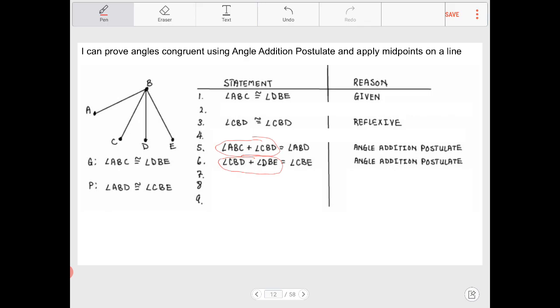I'm going to take lines 1 and 3 and add them together. And if I do, I'll end up with this: ABC plus CBD is equal to CBD plus DBE. Again, I took lines 1 and 3 and added them together, and in return, I end up with line 7. So line 7 is the way it is because I'm adding lines 1 and 3 together.